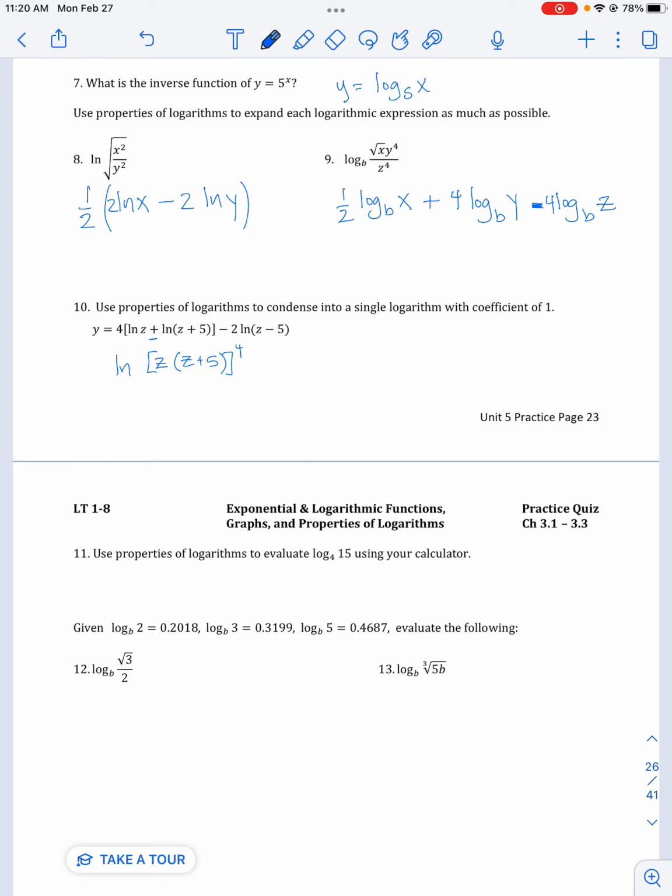Back up to our original problem, the subtraction becomes division, and the z minus 5 is one term. The 2 becomes the exponent that it's raised to.